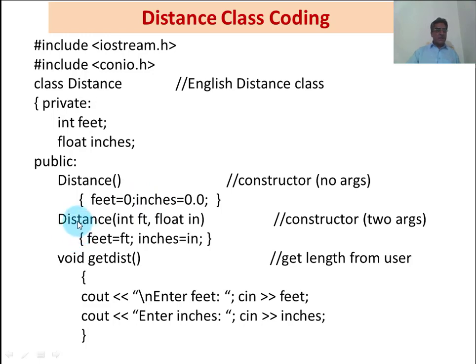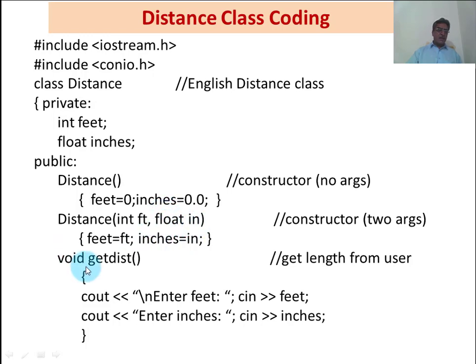Similarly, this is also a constructor, and it will receive two values, the feet and inches, from the object which we are going to declare in our main program, as ft and in. These are two variables which will receive the values from the object and will store the ft value in feet and the in value in inches of that specific object of the distance class, which passes values to this constructor.